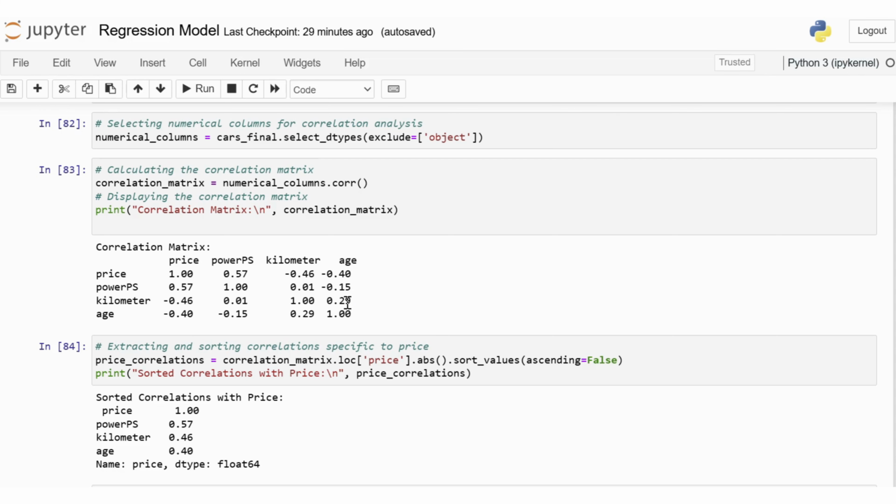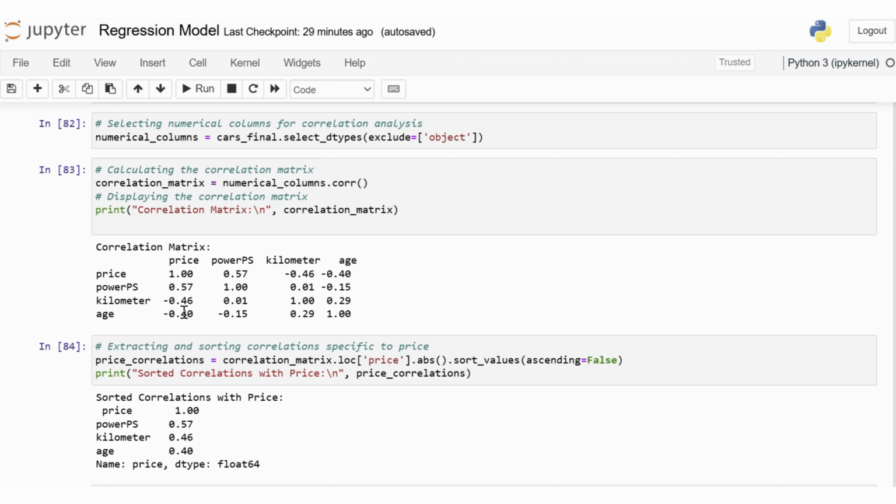The correlation matrix reveals that price is moderately influenced by the power, kilometers driven, and age of the car. Specifically, higher power cars tend to be more expensive, while cars with more kilometers driven and older cars tend to be less expensive. Understanding these relationships is crucial for building accurate predictive models in car price estimation.